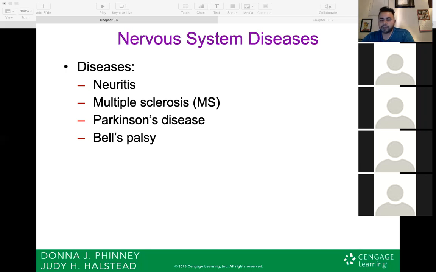Neuritis is a type of disease that results from a fall or blow resulting in inflammation of the nerves. Multiple sclerosis, otherwise known as MS, usually occurs between the ages of 20 and 40, and is a degenerative disease that destroys the myelin sheath of neurons in the CNS.